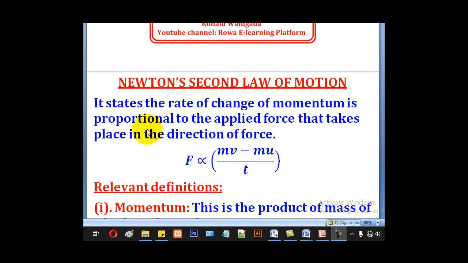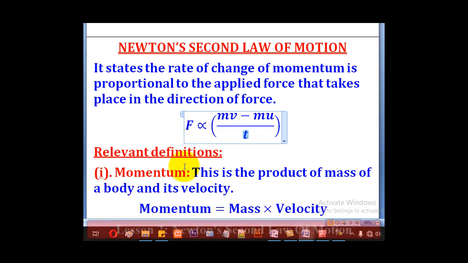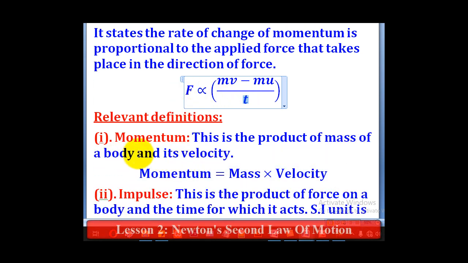So Newton's second law of motion states that the rate of change of momentum is proportional to the applied force and takes place in the direction of the force. So this F denotes the applied force, and momentum is the product of mass and velocity. So change in momentum means this is the final momentum, initial momentum, so the difference gives the change in momentum. And the t denotes the time taken for the change.